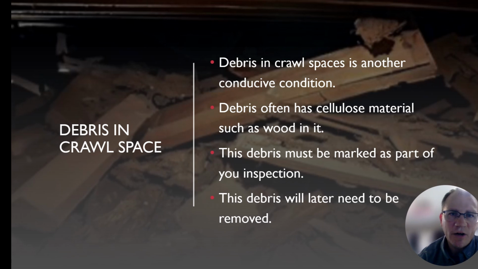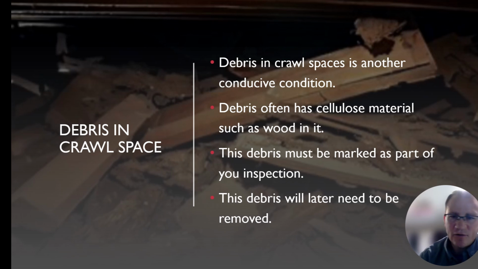Moving further along on our inspection, we need to look for things like debris in the crawl space. Debris in a crawl space is obviously another conducive condition. Debris often has cellulose material in it, such as wood. The debris must be marked as part of your inspection on the graph, just like everything else we've talked about. Debris always needs to be removed later. So as you can even see in this photo here, there's definitely things like wood and debris under crawl spaces usually. Any of that is going to be an absolute buffet for termites.